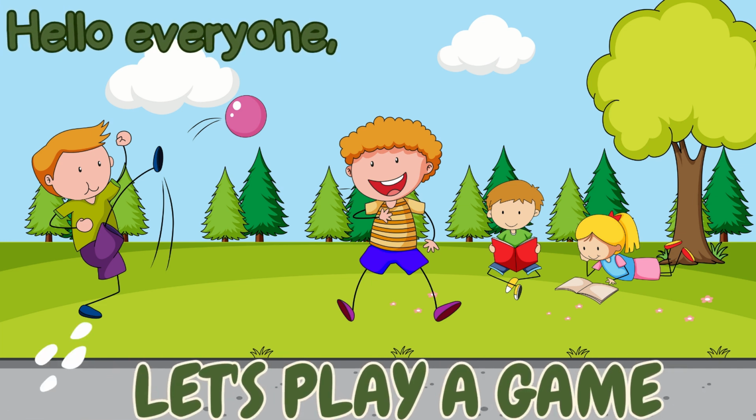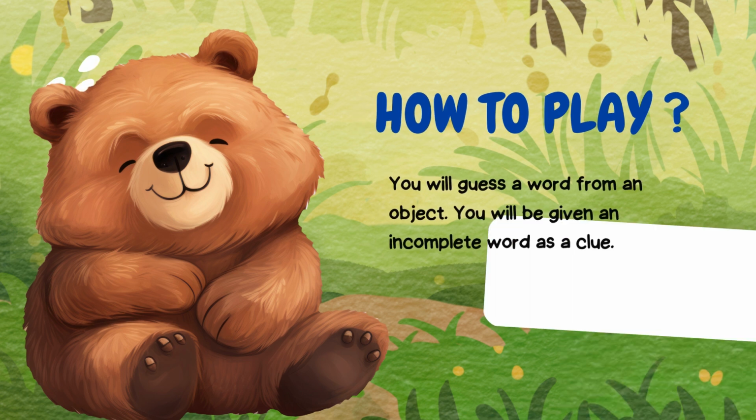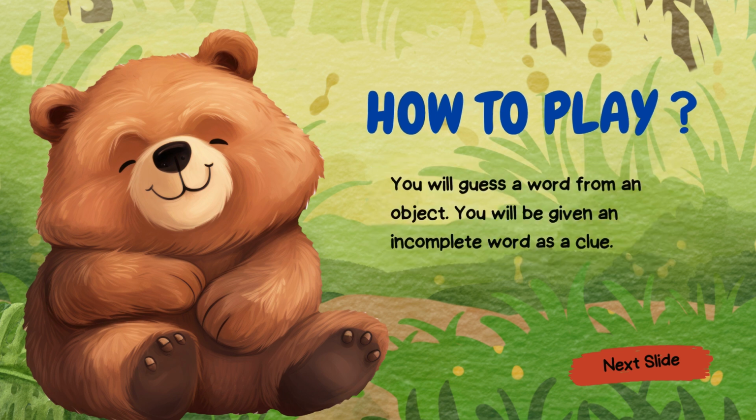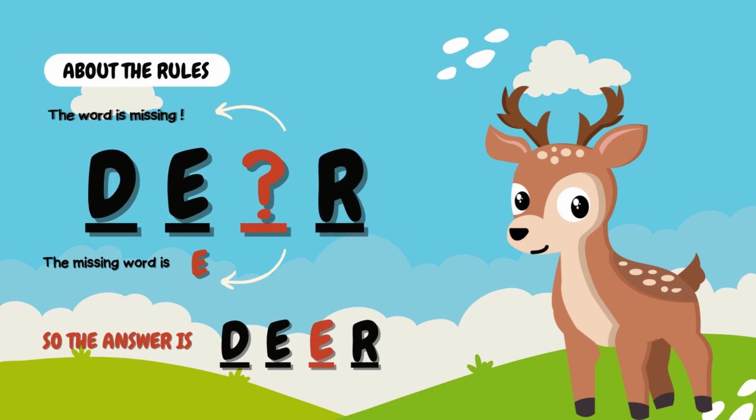Hello everyone, let's play a game. How to play? You will guess a word from an object. You can be given an incomplete word as a clue. About the rules, the word is missing.